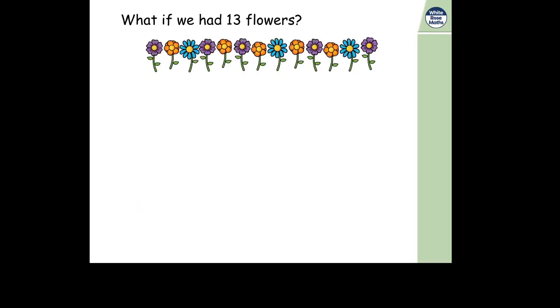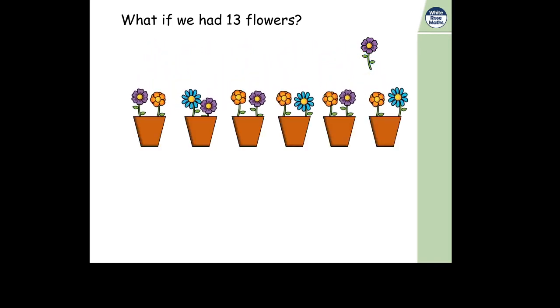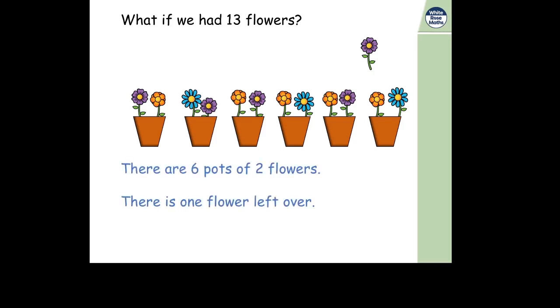So really, the same thing should happen here as well. So there's my 5 pots, or 6 pots. I've still got 1 left over. So there are 6 pots of 2 flowers. There is 1 flower left over.